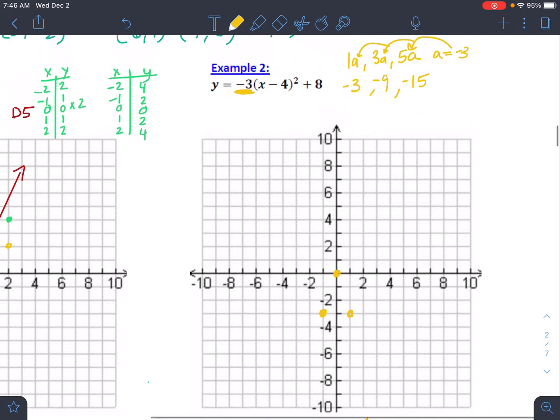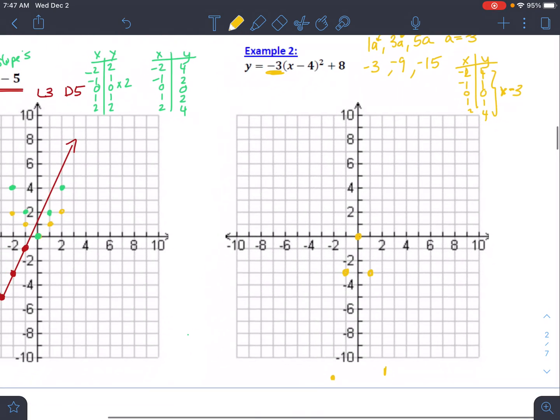Again, if you don't like this 1a, 3a, 5a, make your little table: negative 2, negative 1, 0, 1, 2, and your y values here would be 4, 1, 0, 1, 4. You take these and multiply by negative 3, and those would be your new y values. That's a multiply sign. All right, so let me actually backtrack here.